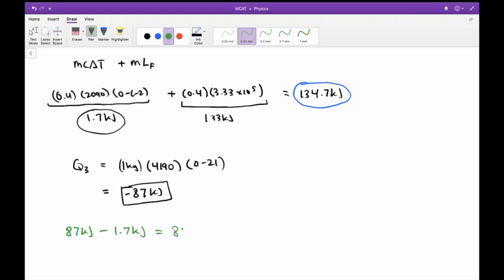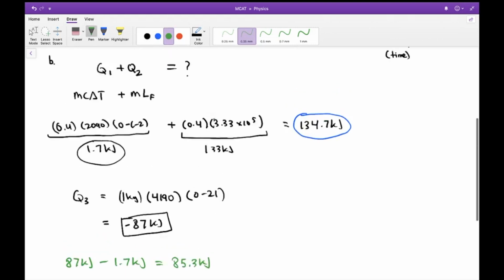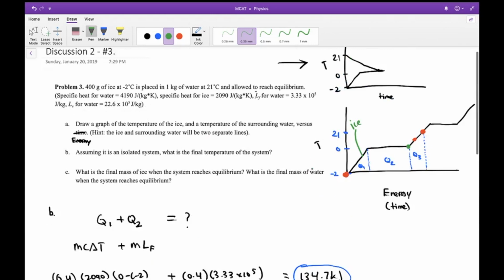That's 85.3 kilojoules. Oh, I just realized I didn't really answer the actual answer for part B. I kind of made an assumption.